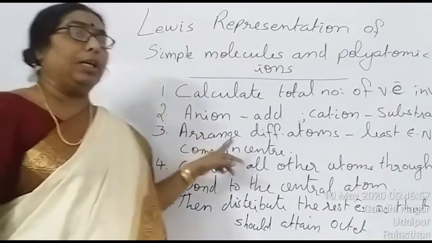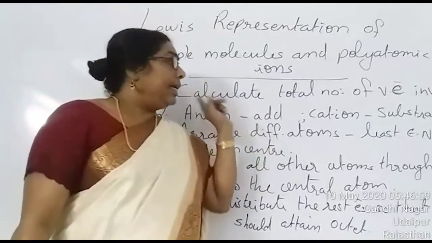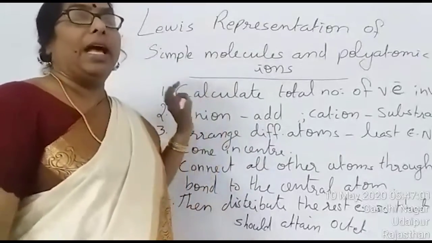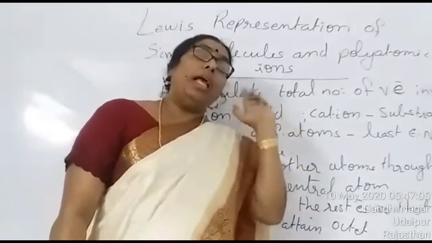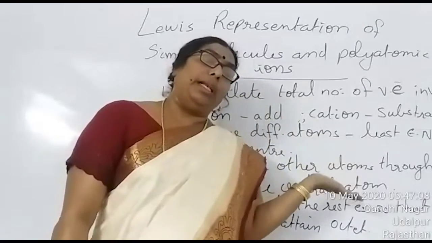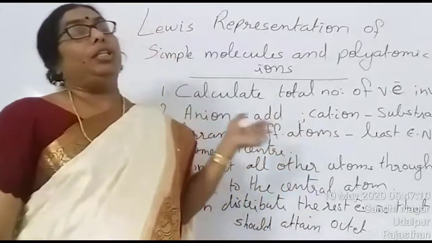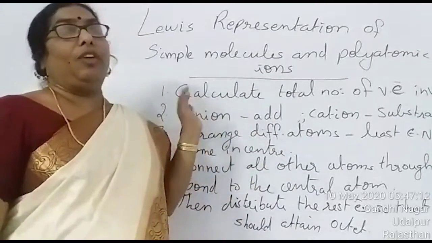I will repeat the rules. The first point is that calculate the total number of valence electrons involved. And suppose if it is an anion, add the negative charges to the total number, and if it is a cation, subtract the positive charges from the total number.